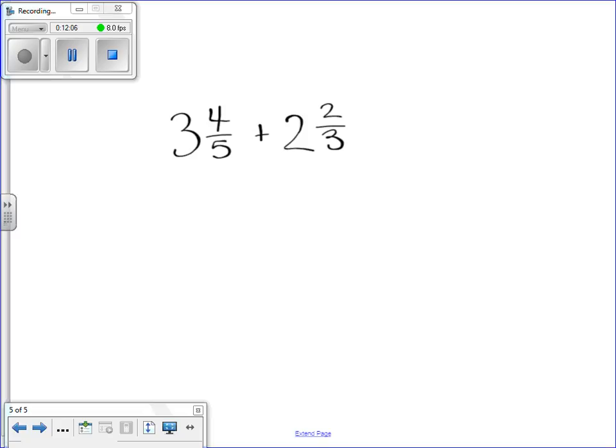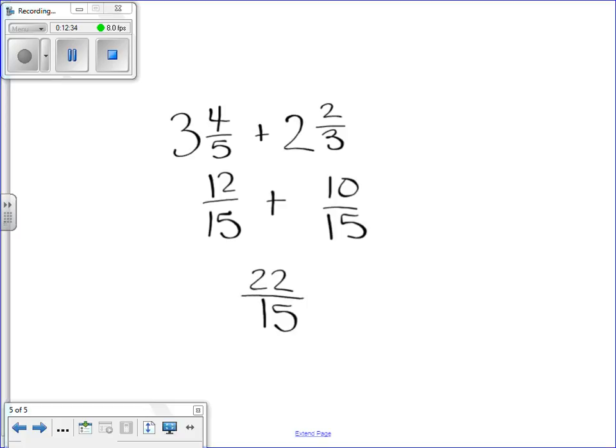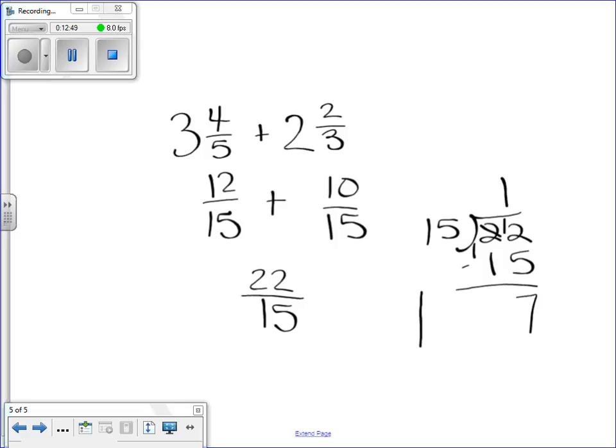Common denominator. 15. 5 to get 15. 3. 4 times 3 is 12. 3 to get to 15. 5. 2 times 5 is 10. So 12 plus 10 is 22. That is improper. 15 into 22. How many times? 1 time. So end up with 1 and 7/15.